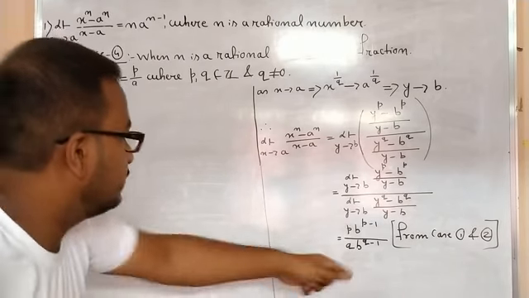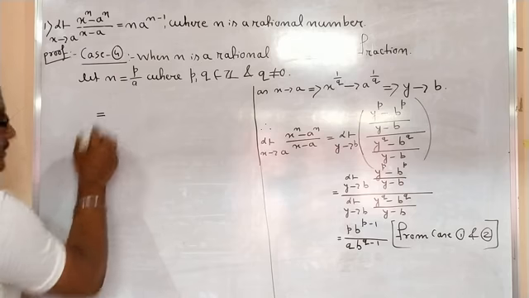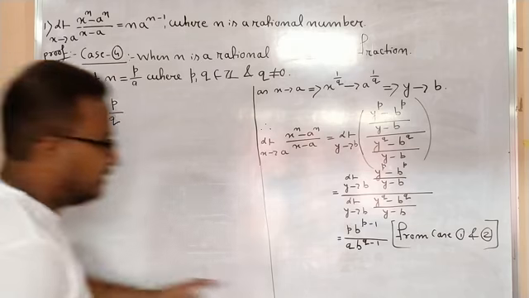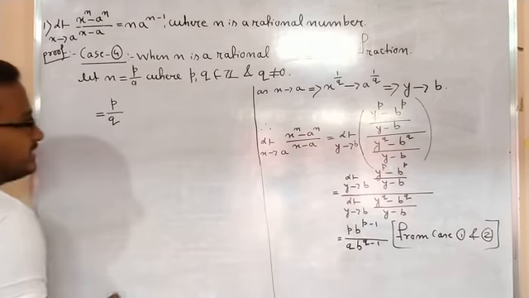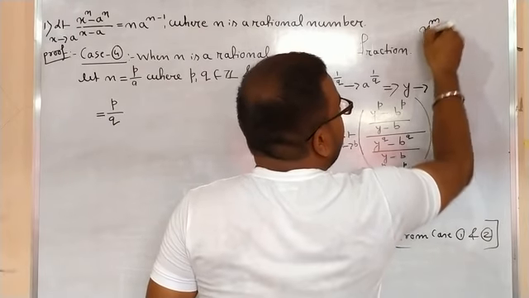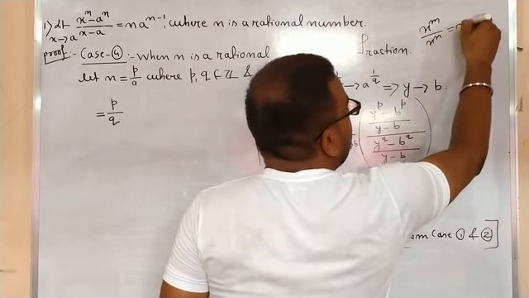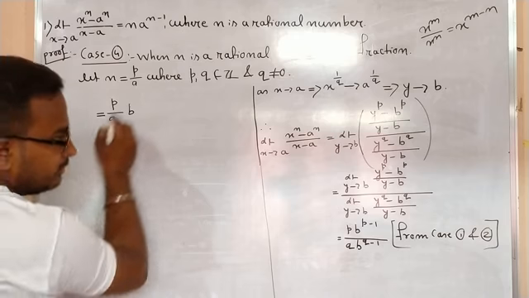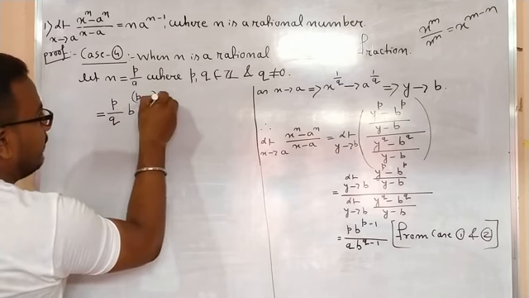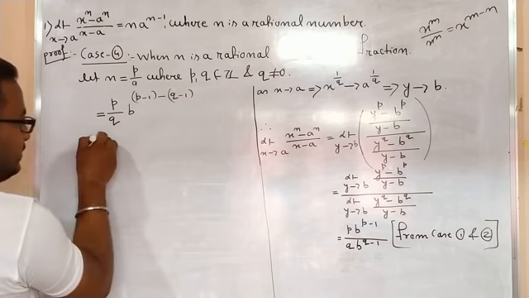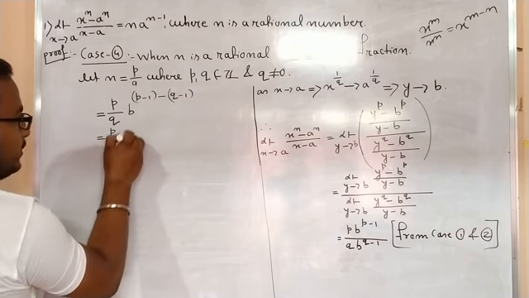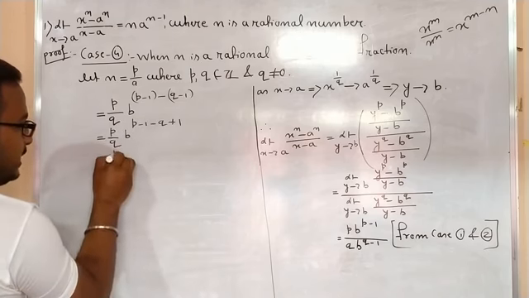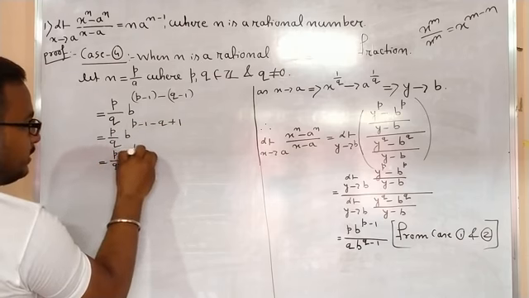Okay. So now come to this portion. This is equal to what? This can be written as p by q, and b same. So by law of indices, what I know, x to the power m by x to the power n, what can we write? x to the power m minus n, right? So we can also write b to the power p minus 1 minus q minus 1, right? So p by q, b to the power p minus 1 minus q plus 1. So p by q, b to the power p minus q.